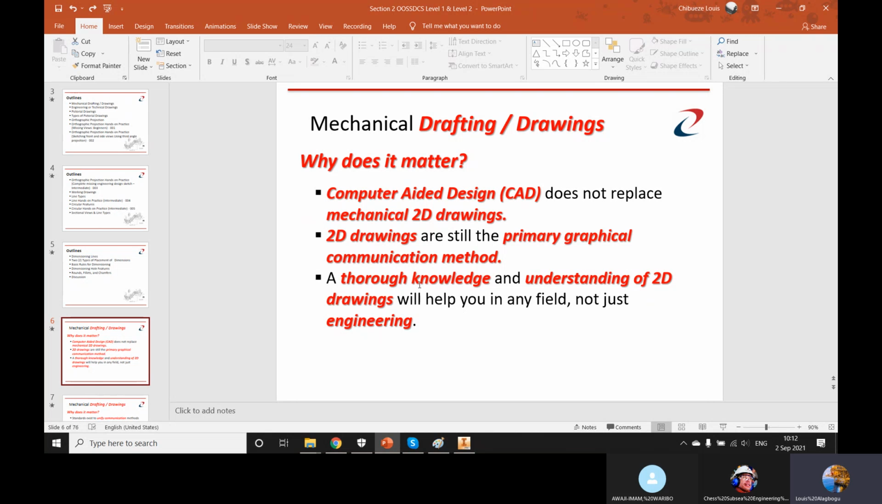So 2D drawings are the basics, because if you don't properly understand 2D drawings, then you would have issues going over to 3D and interpreting the drawings you meet in the industry, because most of them are still 2D. You might see 3D just to have a general idea, but to interpret these drawings you need very good knowledge of 2D drawings, and that helps you in any field, not just engineering.